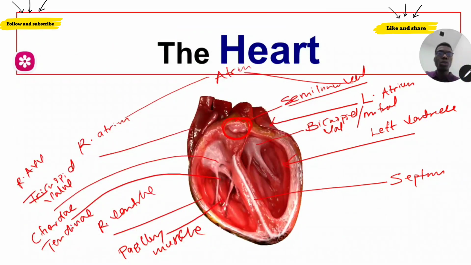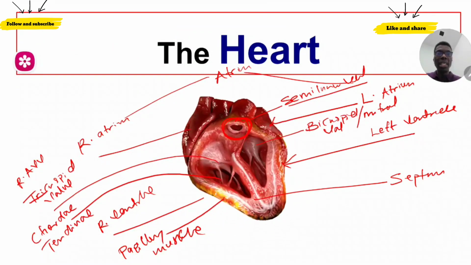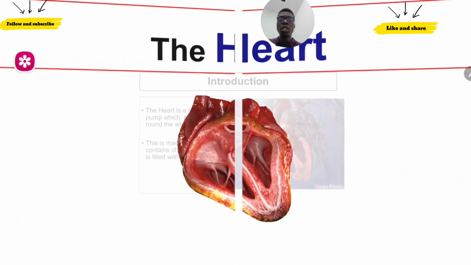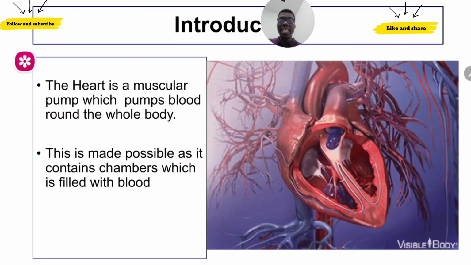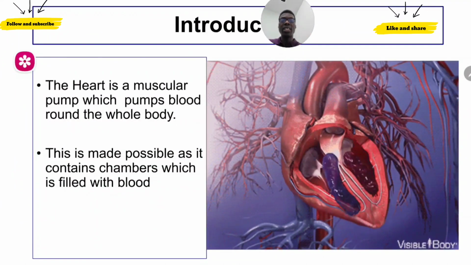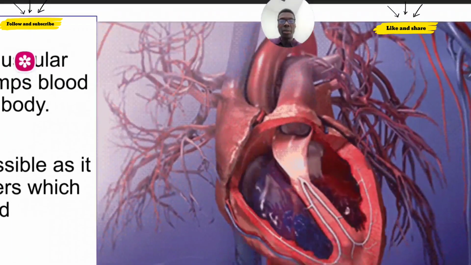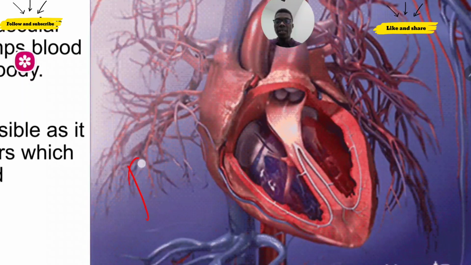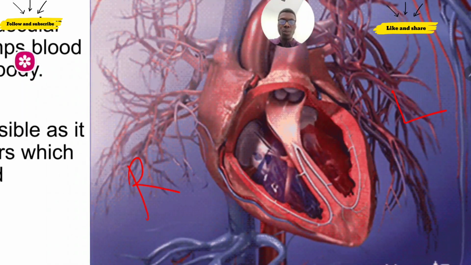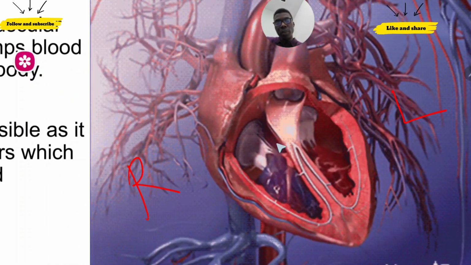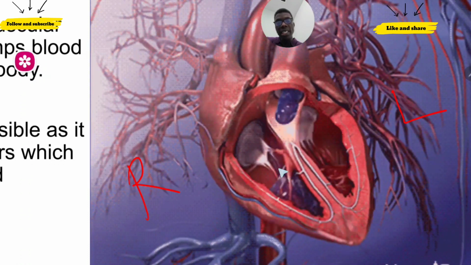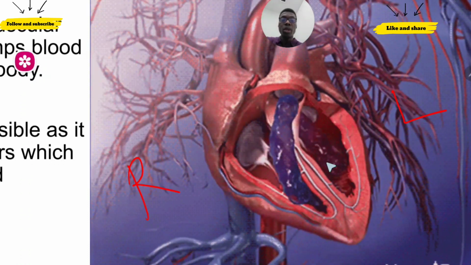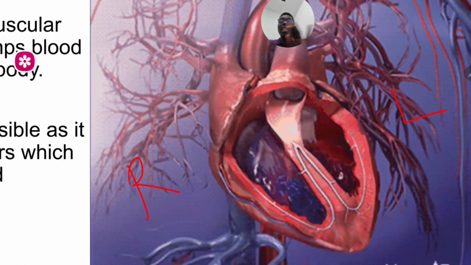Now, one other thing I want to really drive home here is to show you the type of blood present in different parts of the heart. Now, you can see here we have, of course, the right side. This is the right side. This is the left side of the heart. Now, you can see that in this part, the blood seems blue. The blood here seems red.